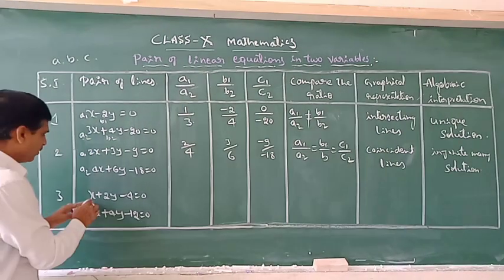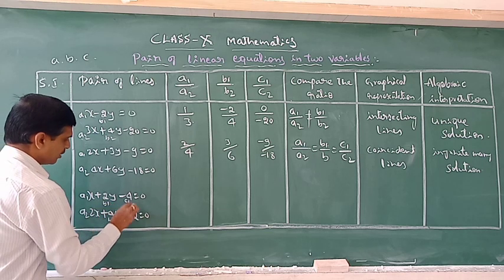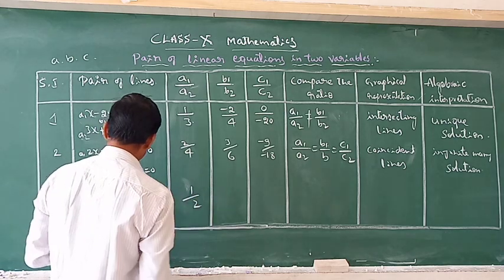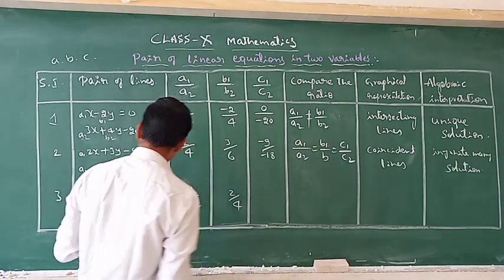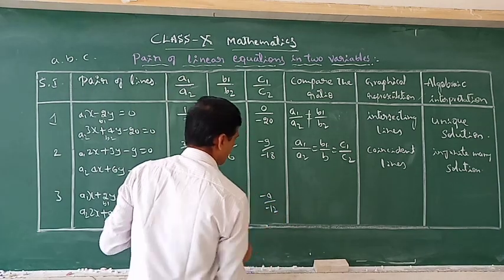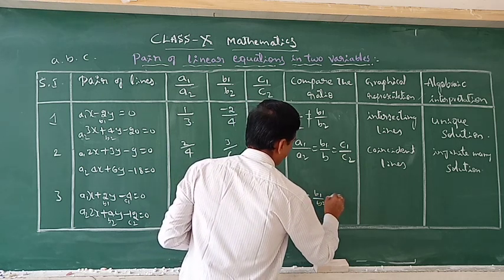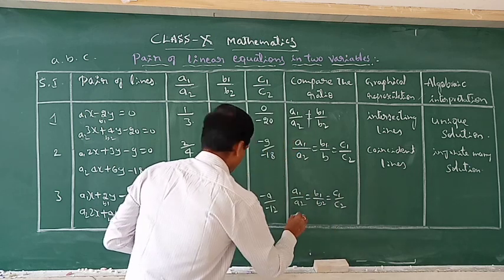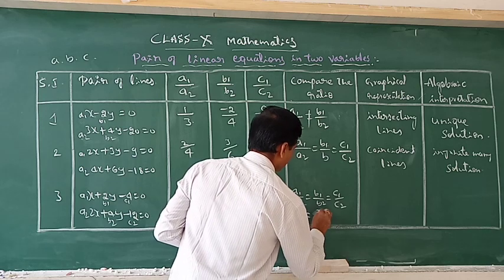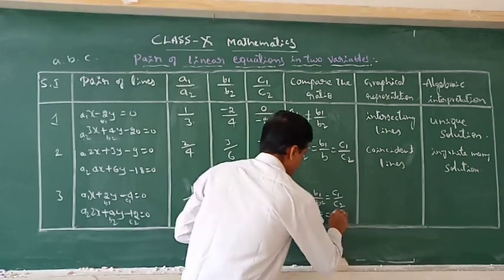Now take the third one. What happens here? A1 is here, A2 is here, B1 is here, B2 is here, C1 here, C2 here. Now take 1 by 2, and here 2 by 4, and the last one minus 4 by minus 12. Compare their ratios. A1 by A2 is equal to B1 by B2 and here C1 by C2. So what happens here? It is 1 by 2. It is equal to 2 by 4, which is also equal to minus 4 by 12.